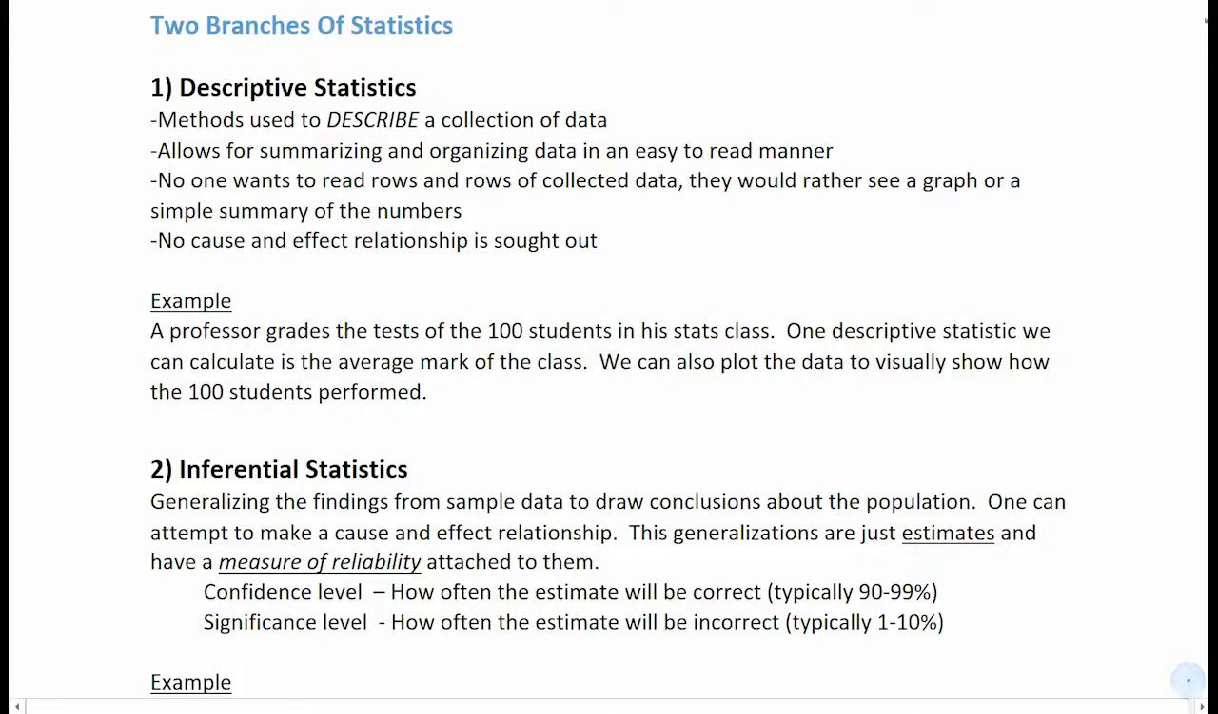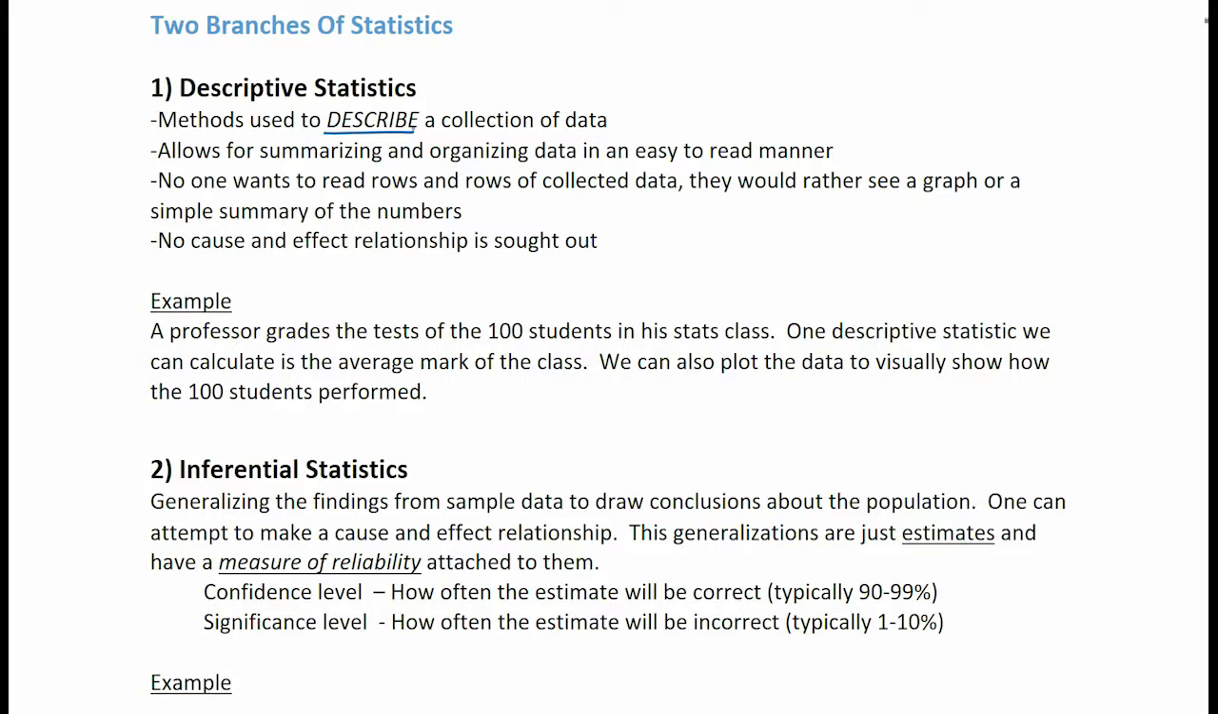There are two main branches of statistics, and we're going to be dealing with both branches in this course. The first branch is called Descriptive Statistics. This is used to describe a collection of data. Basically, if you perform a study, nobody wants to see the raw data, as it might be hard to read or there might be a lot of data to go through.